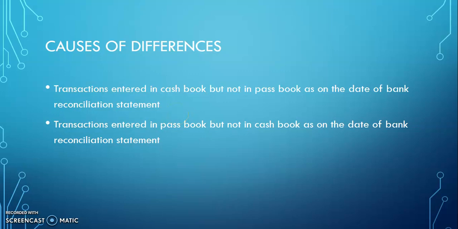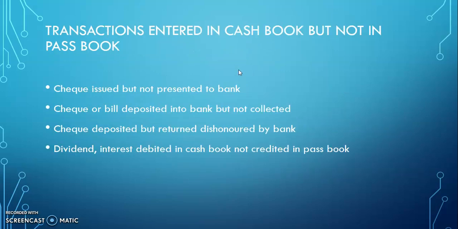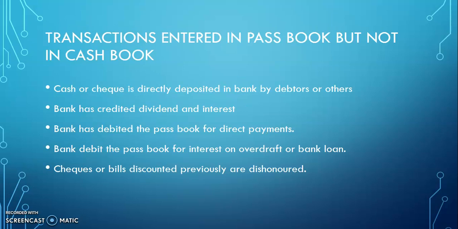There are two causes of difference between the passbook balance and the cash book balance. Transactions entered in cash book but not in passbook as on the date of bank reconciliation statement, or transactions entered in passbook but not in cash book as on the date of bank reconciliation statement. So now we are going to see the first cause, transactions entered in passbook but not in cash book.